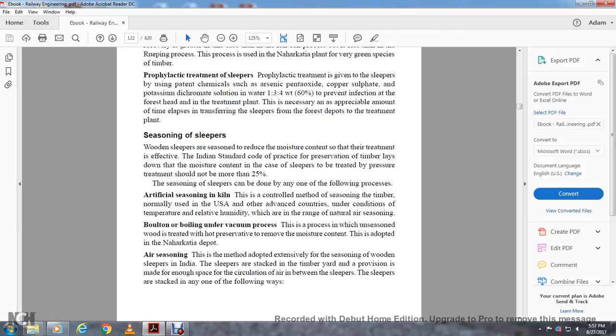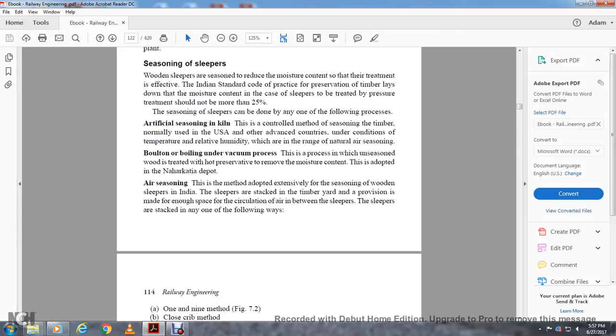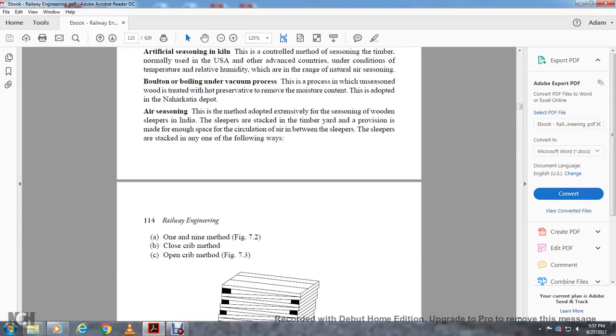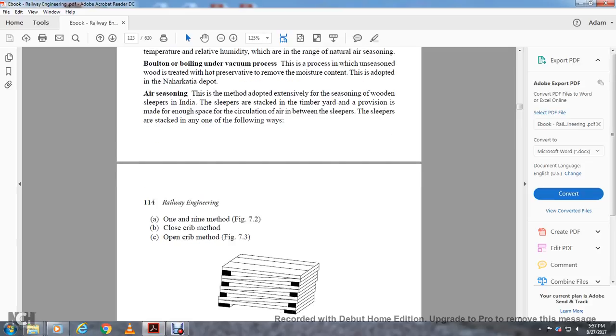Air seasoning is adopted extensively for seasoning the wood sleepers of the Indian Railways. The sleepers are stacked in the timber yard with provision made for enough circulation of air in between the sleepers. The sleepers are stacked in any one of the following ways: the 1 and 9 method, closed crib method, and open crib method.